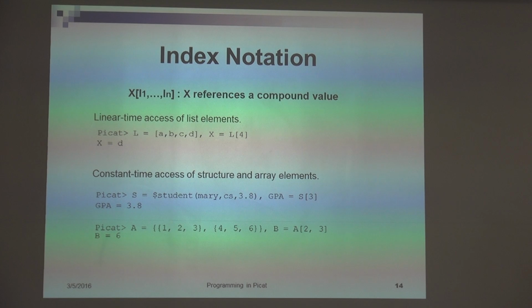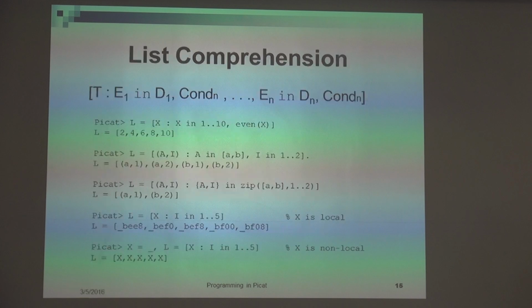You can use this index notation to reference arguments of a compound value. So you need to pay attention, as I said before. Linked lists don't provide constant time access of elements. So you can use this index notation, but you have to be careful. This notation takes linear time. However, for structures and arrays, you do have constant time access.